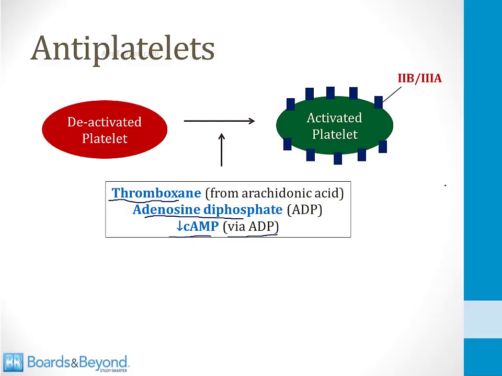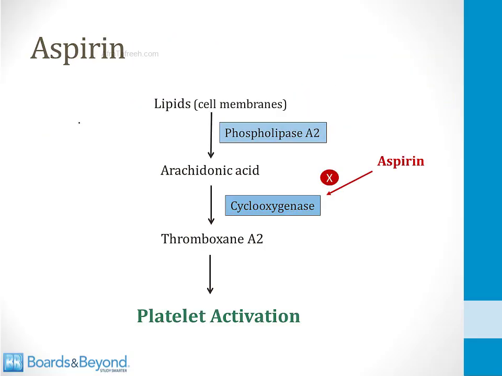And finally, activated platelets express an active form of the receptor 2B3A on their surface. So there is one class of drugs that blocks this receptor on the surface of platelets. So let's start by talking about aspirin. Aspirin blocks the formation of thromboxane A2, which is a very powerful activator of platelets. The way it does this is through inhibition of the enzyme cyclooxygenase.